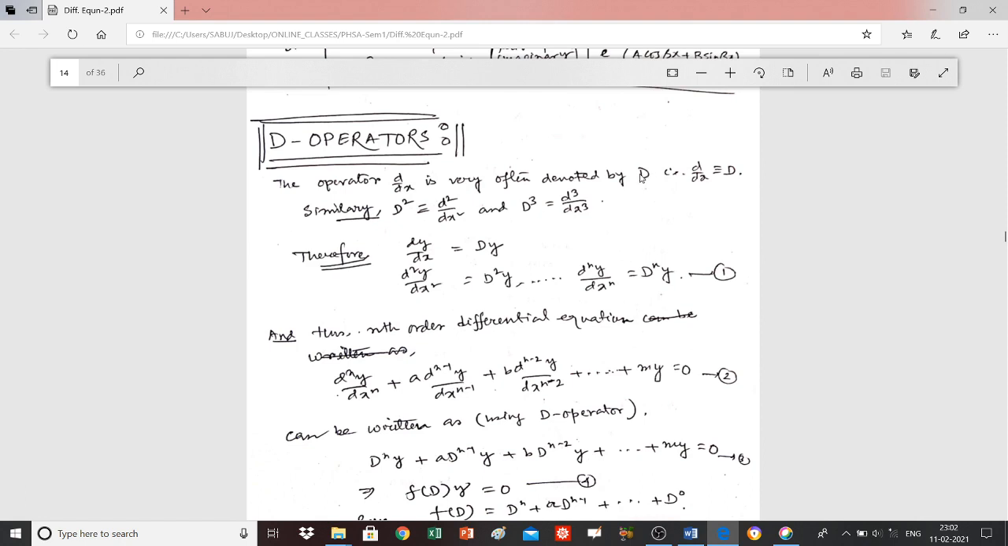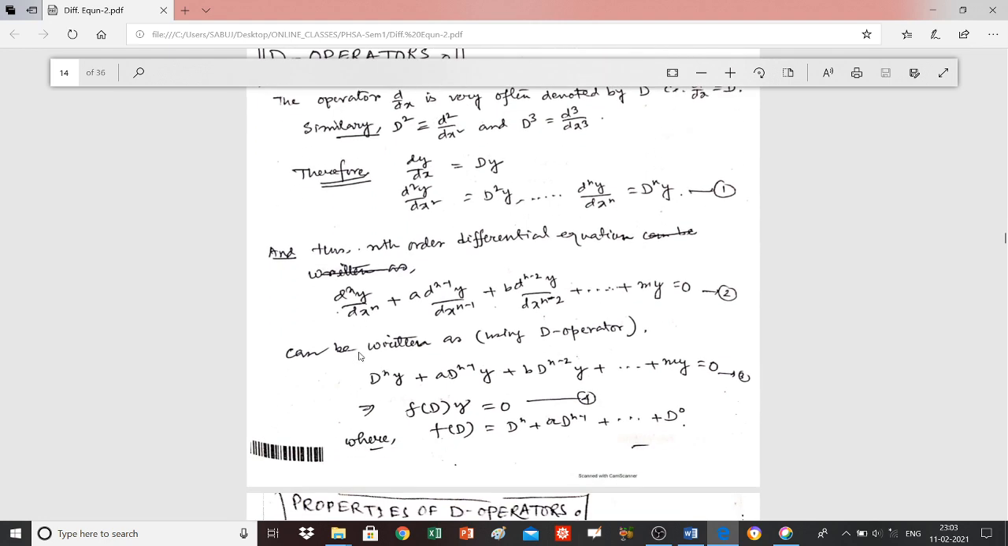The mathematical definition of the operator is D equal to d/dx. So the D operator has the same function as d/dx, and in a similar way D2 is equal to d2/dx2 and D3 is equal to d3/dx3. So dy/dx can be represented by D y, and d2y/dx2 can be represented by D2 y. In a similar fashion, dny/dxn can be represented by D to the power n y.